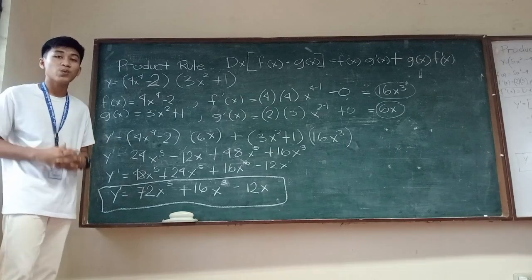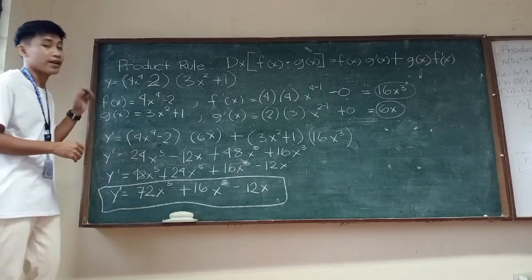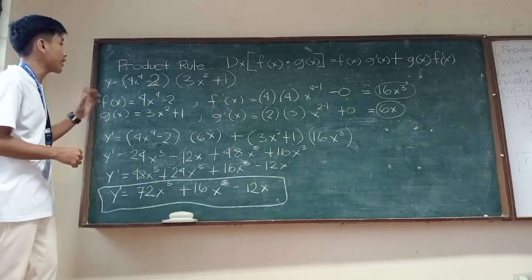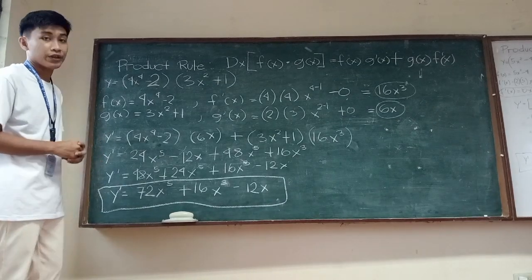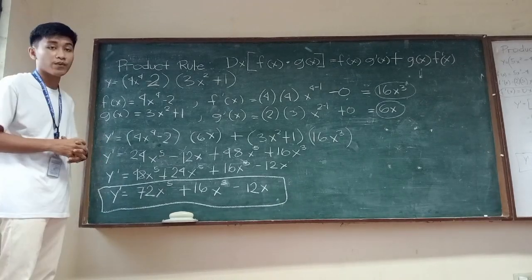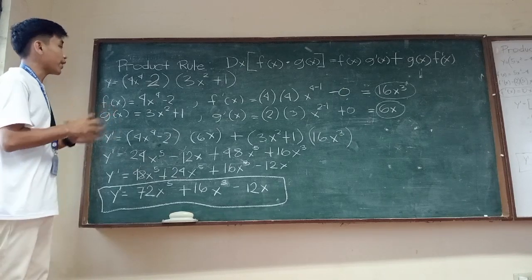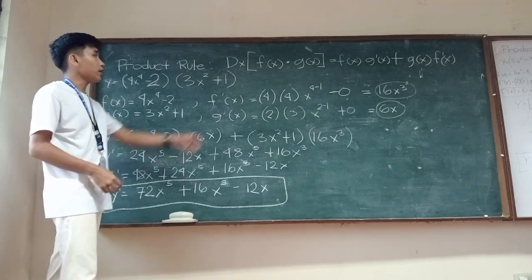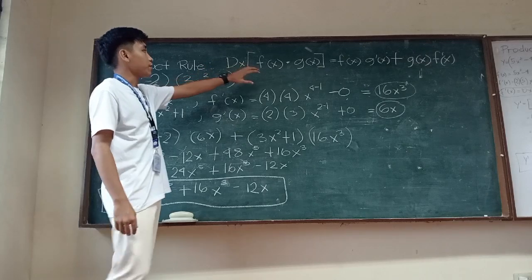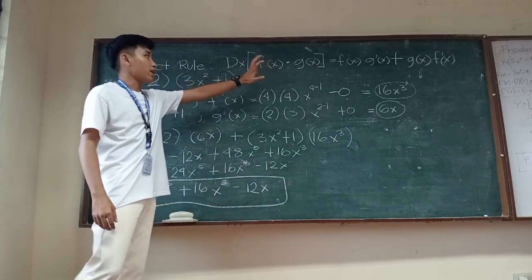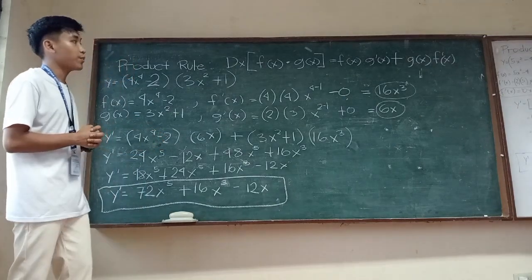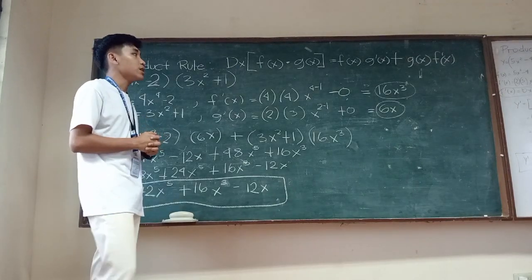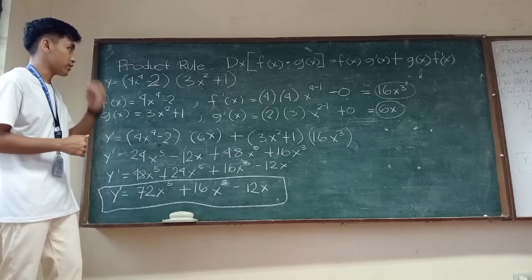And for today's video, we are going to discuss the product rule. Again, when we say product rule, our function is multiplication. So in order to find the derivative of a product, here is our formula: d/dx of f(x) times g(x) is equal to f(x) g prime of x plus g(x) times f prime of x.